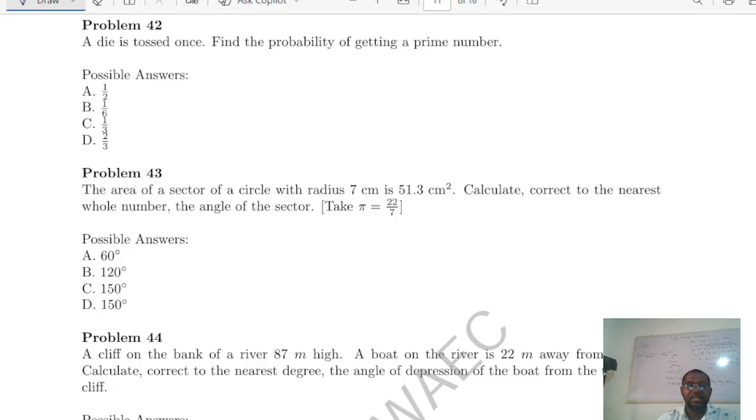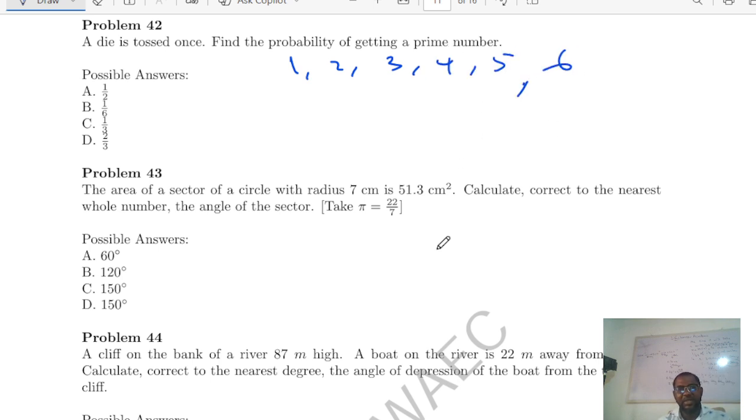Now the next question is a probability question. A die is tossed once. Find the probability of getting a prime number. A die has 6 sides, which is 1, 2, 3, 4, 5, 6. Okay? So a die has 6 sides.